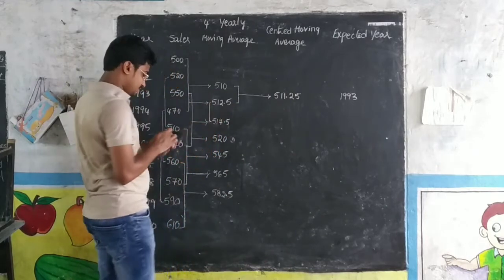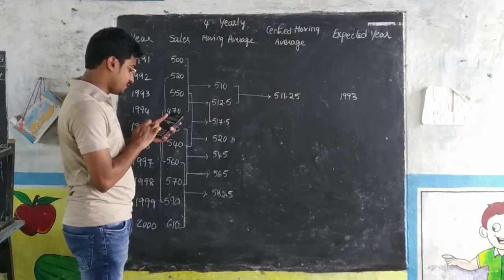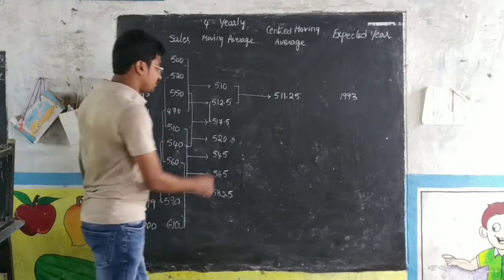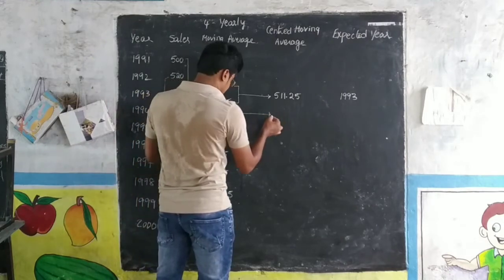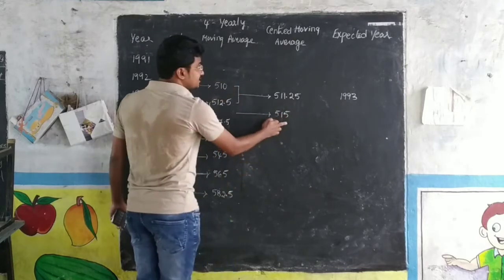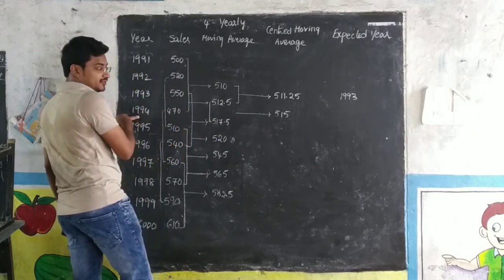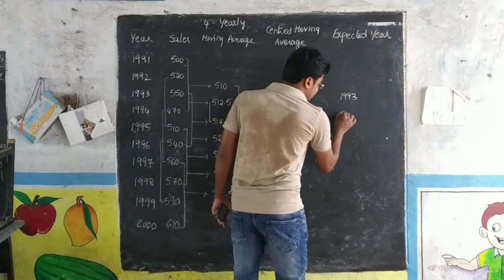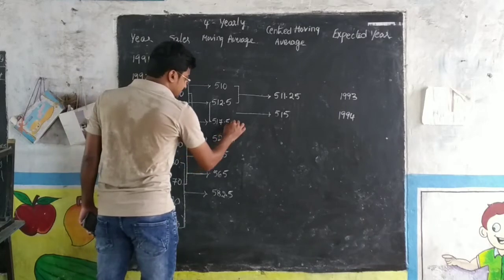Next two values. 512.5 plus 517.5 divided by 2 is 515. Place that value in between the middle values. This centered moving average value coincides with 1994. Expected year is 1994. Next 2 values.